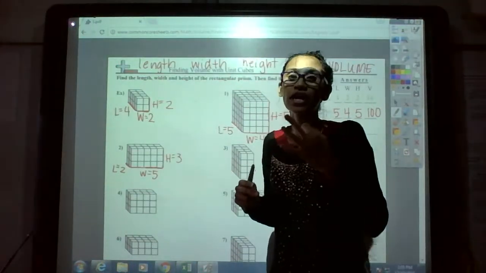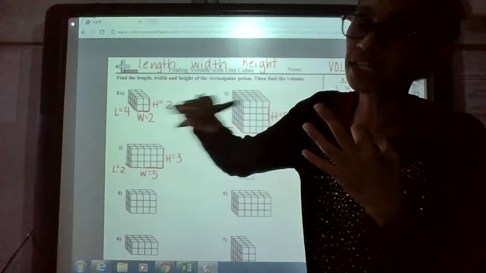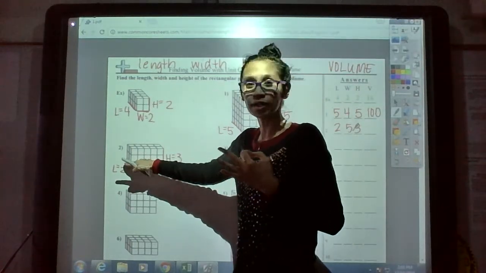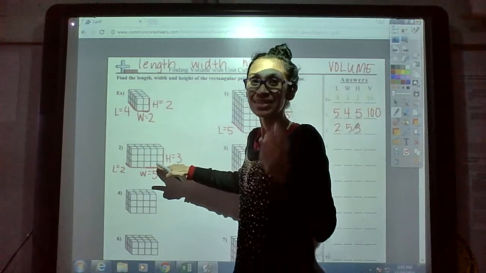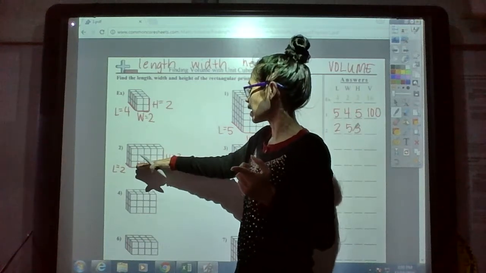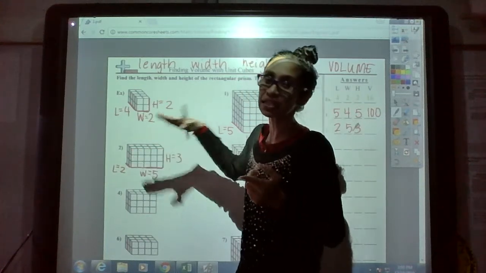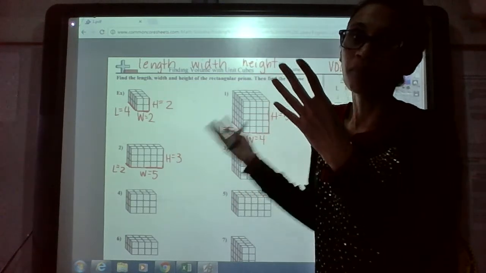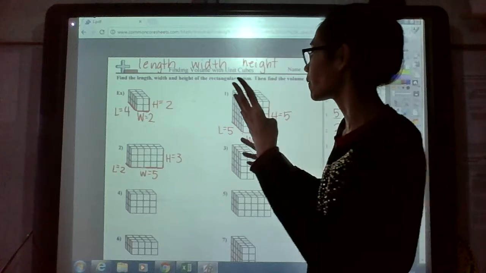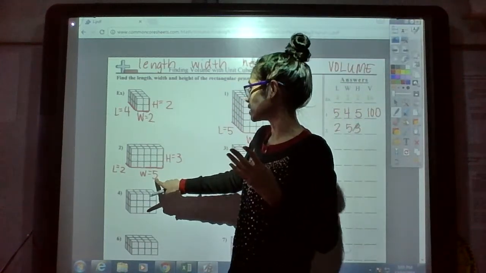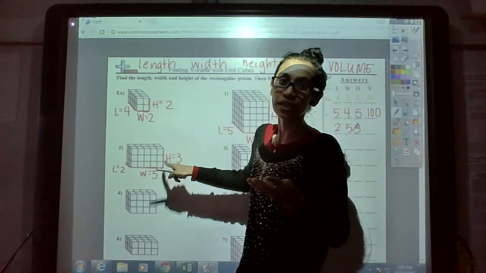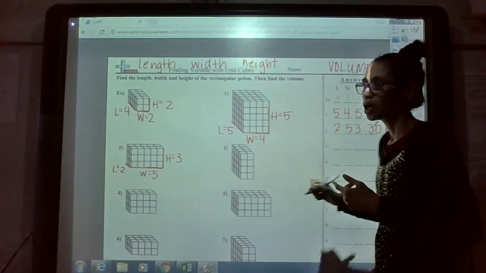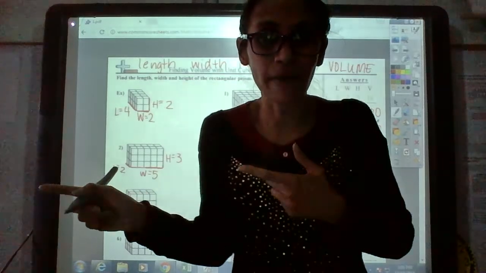And the third strategy, we can count level by level. So if I have 2 and 5, how many is at the bottom level? That would be 10. And then we count that 10, 20, 30. Or we can, for strategy, multiply our dimensions together. 2 times 5 is 10. 10 times 3 is 30. Bam! Right there.